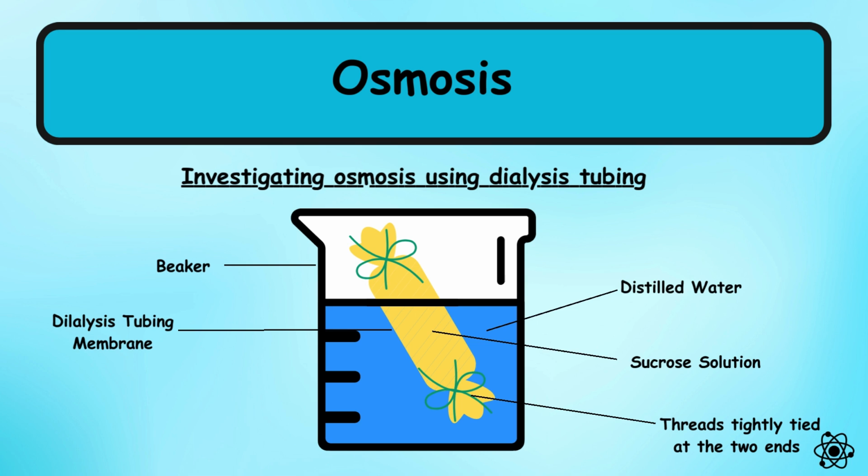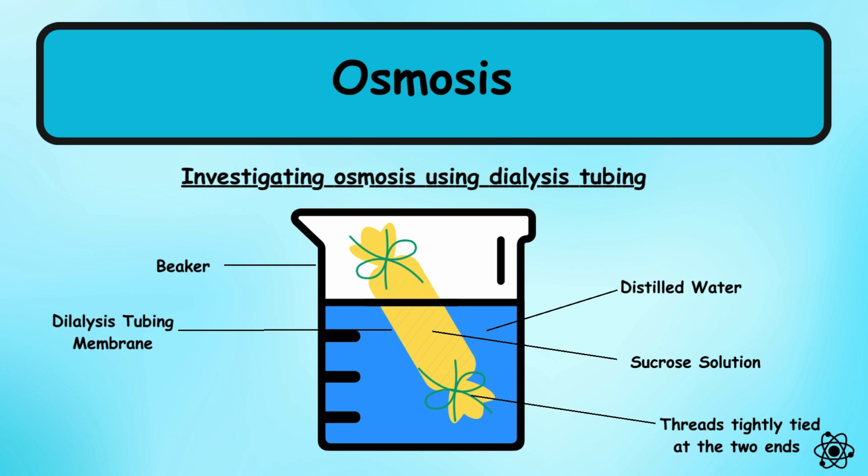Dialysis tubing is also known as Visking tube and it is a non-living partially permeable membrane. The pores in this membrane are small enough to block large molecules such as sucrose from moving across the membrane, but allow smaller molecules such as water to pass through by osmosis.